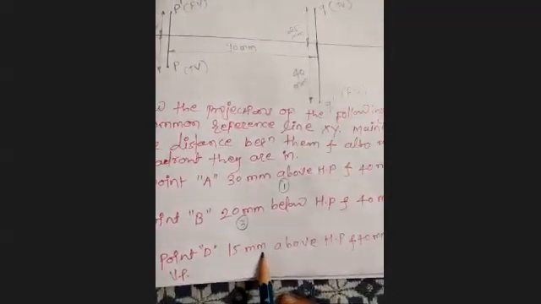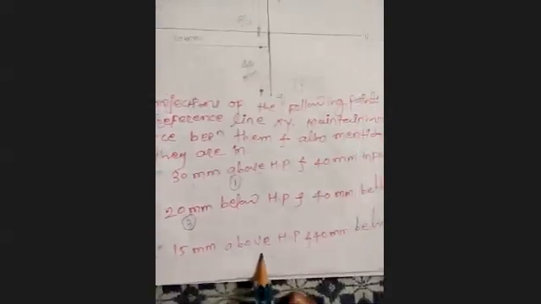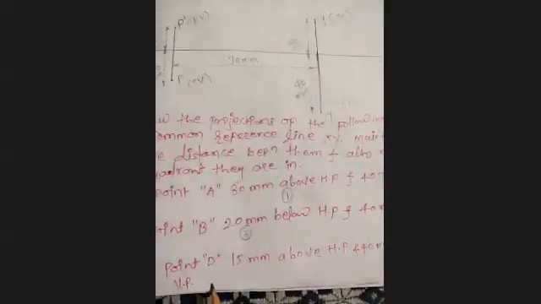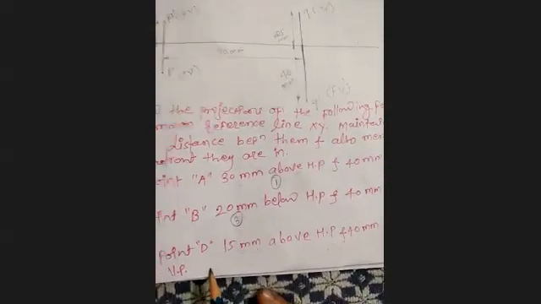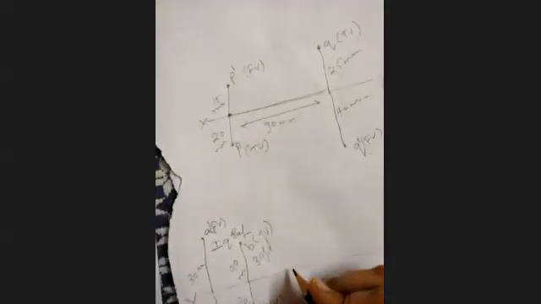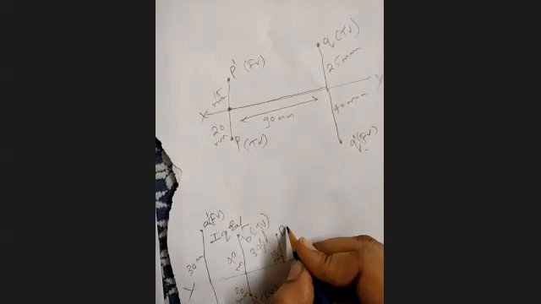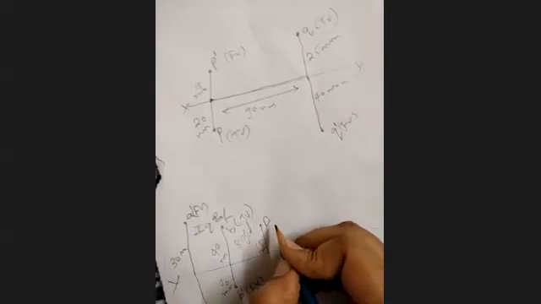The next question. A point D is 15 mm above HP and 40 mm behind VP means which type of quadrant? Second quadrant. Okay. Then draw the diagram: 15 mm above reference line, and give the naming as D dash. D dash means front view. Front view. And 40 mm above reference line only, ma'am.